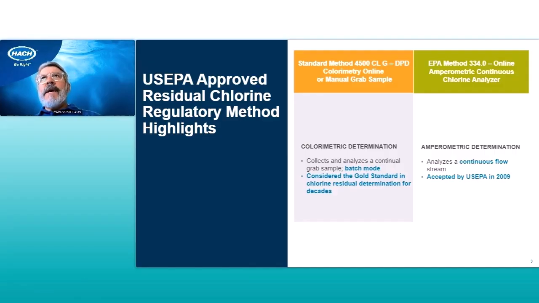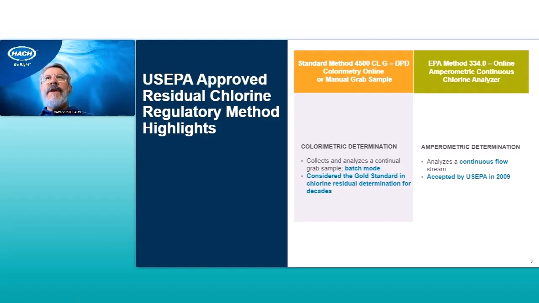The other method, EPA method 334, is more recent. It's for amperometric continuous chlorine analysis. It uses a continuous flow rather than a batch analysis, and it has a more recent approval. It was accepted by the EPA in 2009.